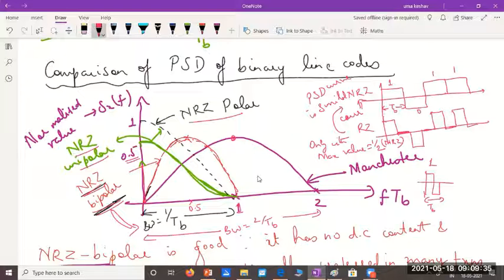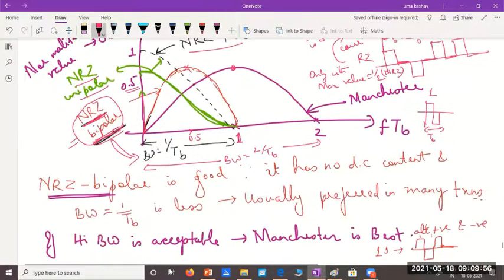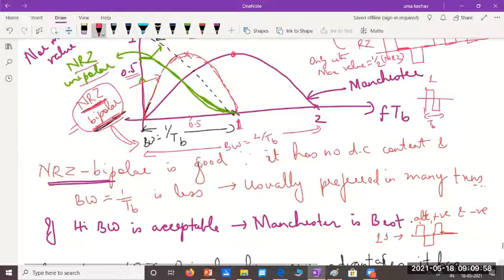Though Manchester is also used commonly in many communication systems, we prefer to use bipolar NRZ or RZ transmissions much more. So NRZ bipolar or RZ bipolar are more preferred in communication. It's a good form of communication.